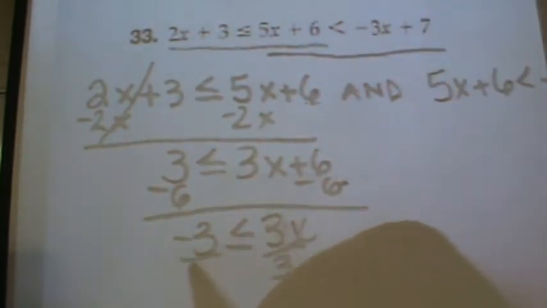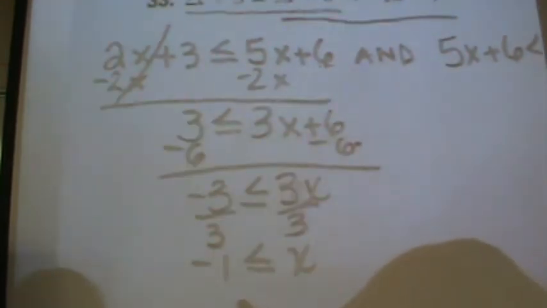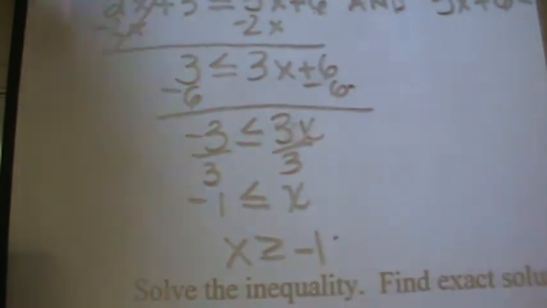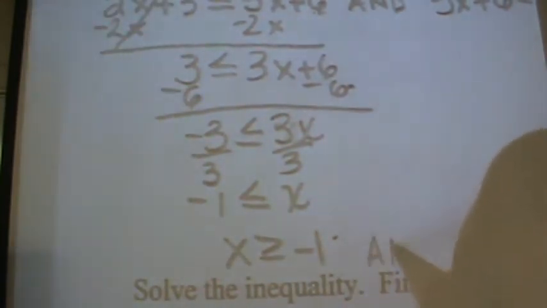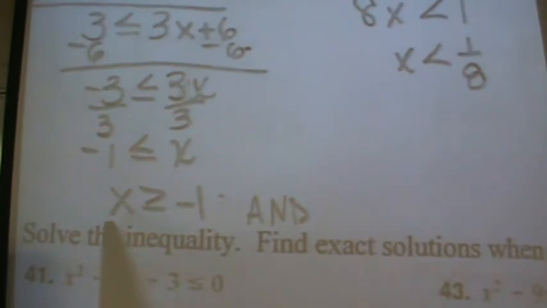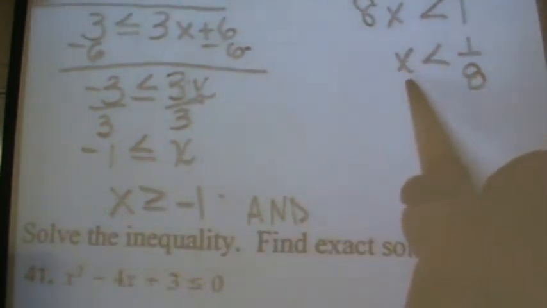Divide by 3. So negative 1 is less than or equal to x. Okay, x is greater than or equal to negative 1. And this side, I'm going to add 3x. I'm going to subtract 6. X is less than 1/8. So your answer is x is greater than or equal to negative 1 and less than 1/8.